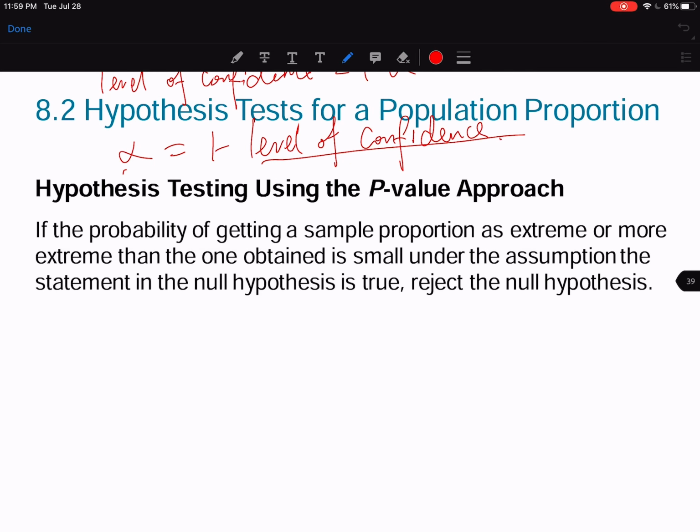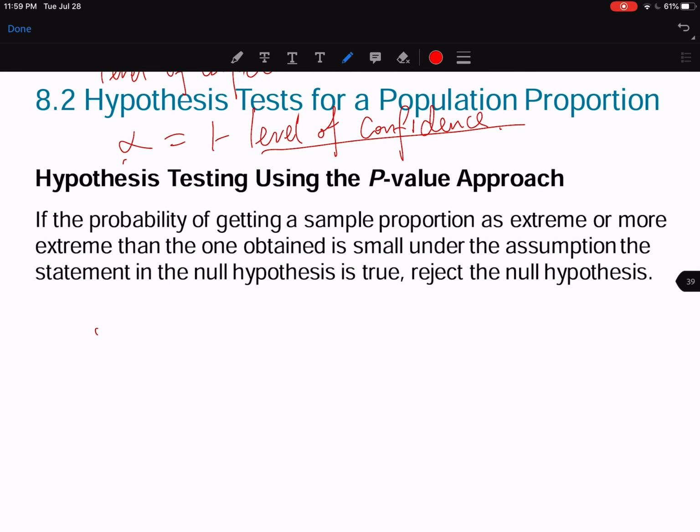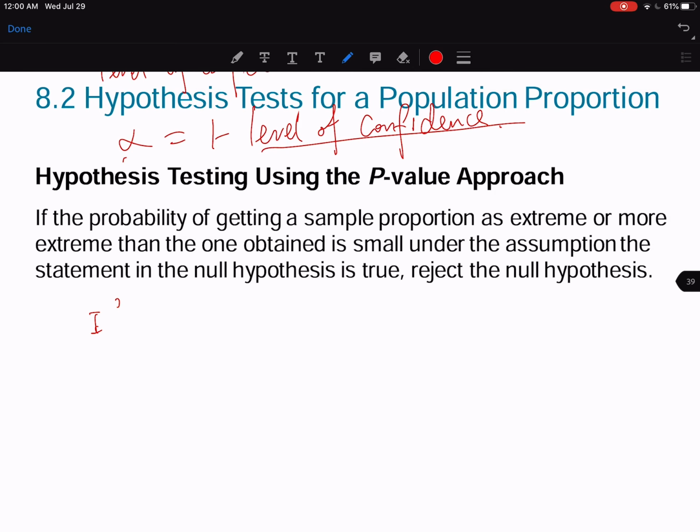So it says that if the probability of getting a sample proportion x extreme or more extreme than the one obtained is small under the assumption the statement in the null hypothesis is true, reject the null hypothesis. So it's exactly the same thing. If I just rephrase this whole thing, that means if the p-value, let me rewrite it, is less than alpha, reject the null hypothesis. That's what it's talking about here, okay?